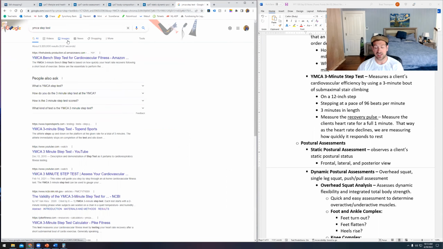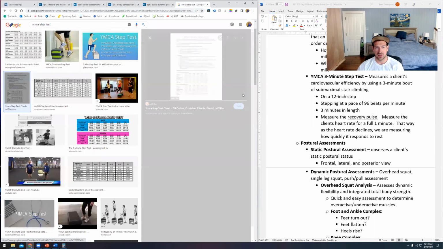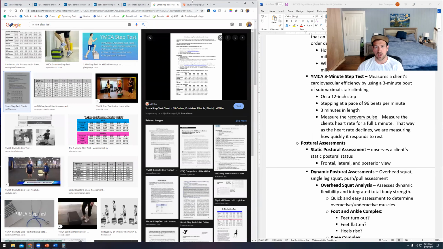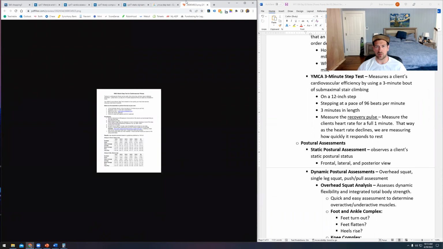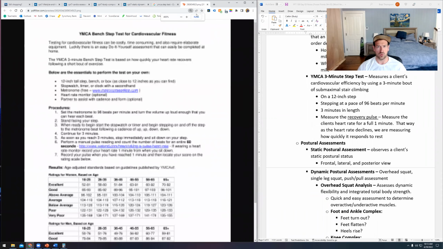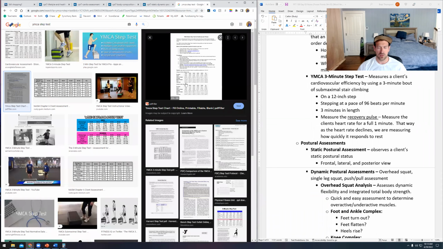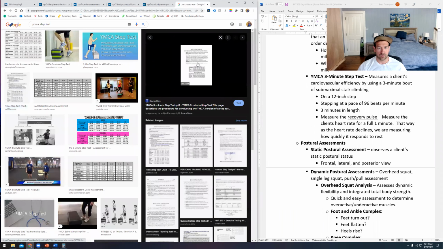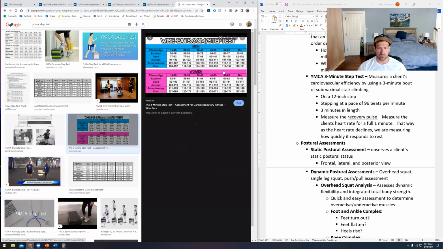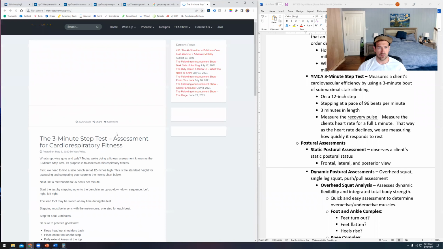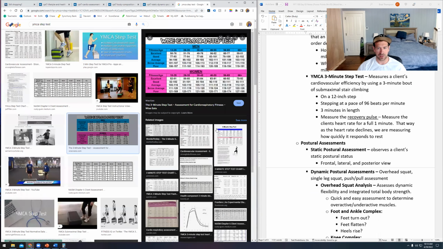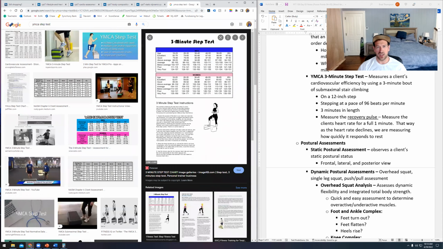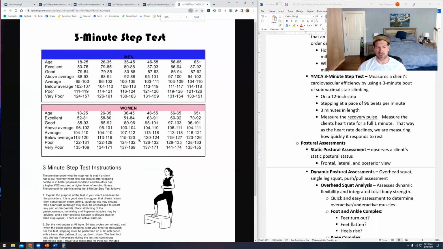where we have a client step for 3 minutes. You can see the protocol here on a 12-inch step. And I calculate what their heart rate recovers to after 1 minute's time. Where's the protocol? I had a really good one that I pulled up. There it is. So you can see all the rules here, right?